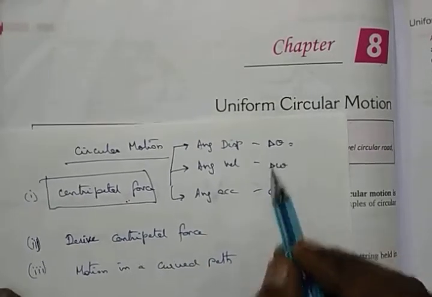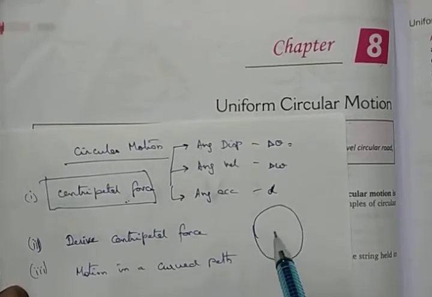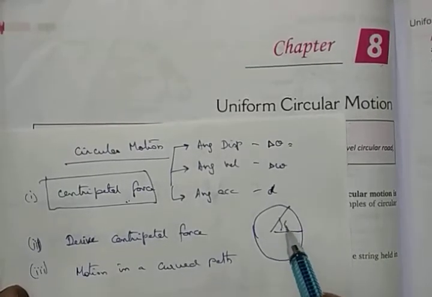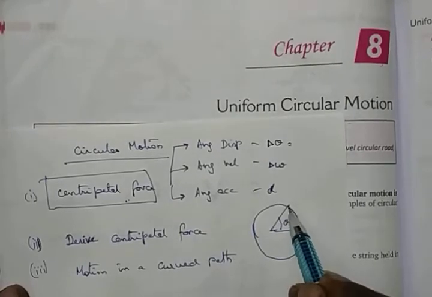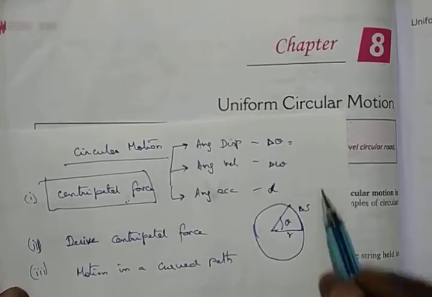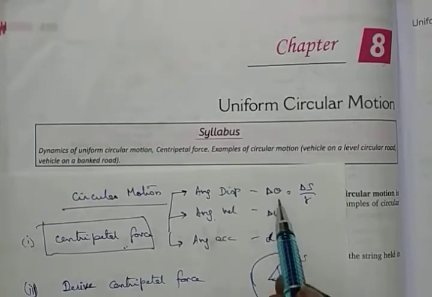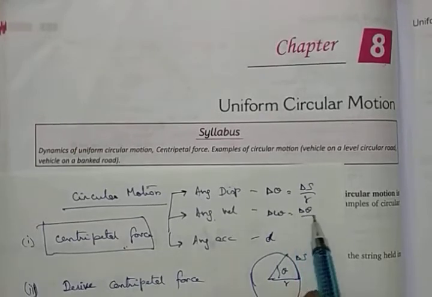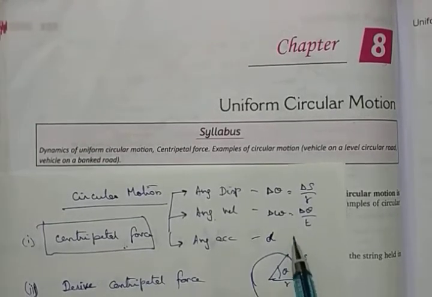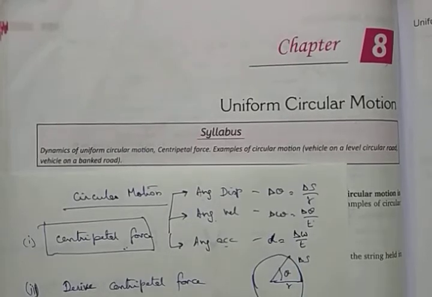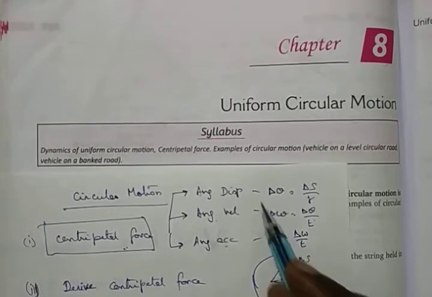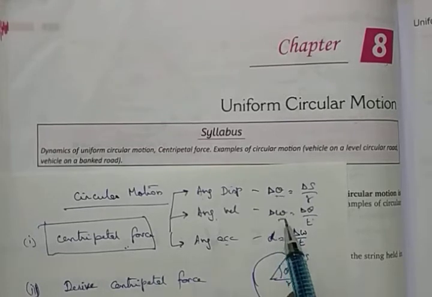So what is angular displacement? If you look at a circle, you start from here and you get into the theta here. From here to here it has gone as delta S, and there's a radius, so delta S upon R is called angular displacement. Angular velocity is delta theta upon T, so it is the rate of change of angular displacement with time. Angular acceleration is delta omega upon T. So all these things go together: theta, omega, alpha, where angular acceleration is alpha.